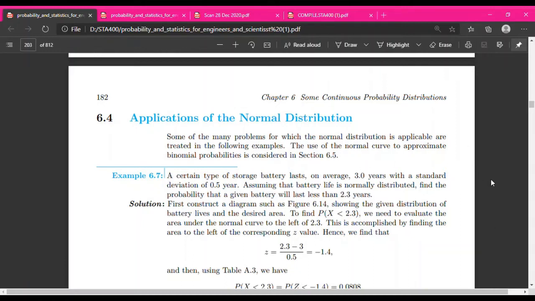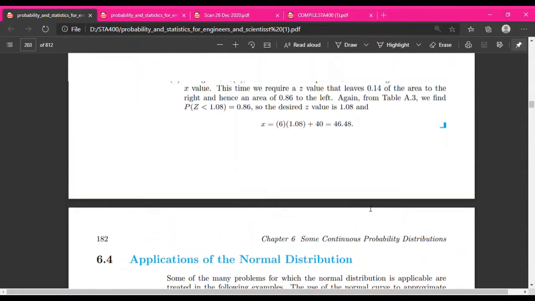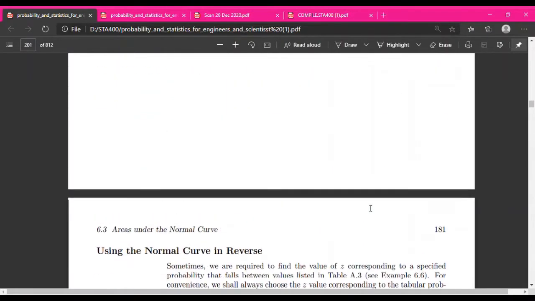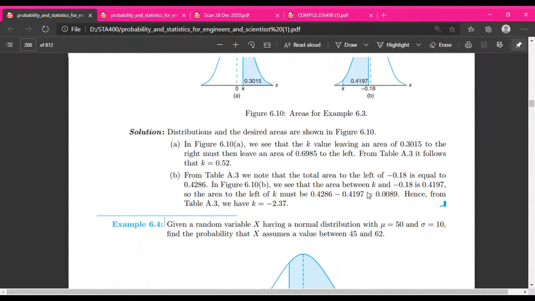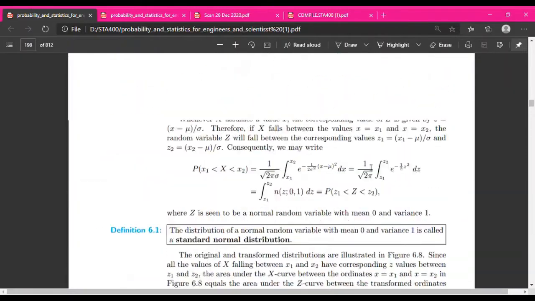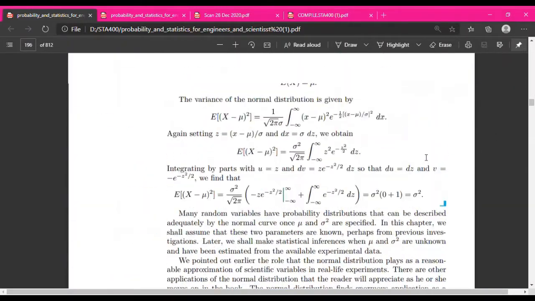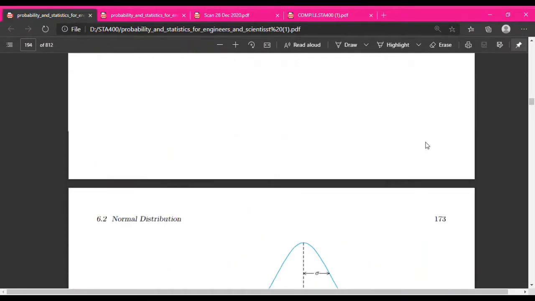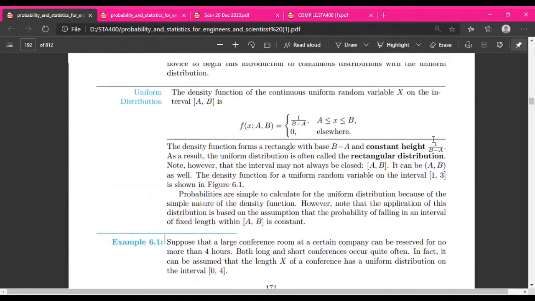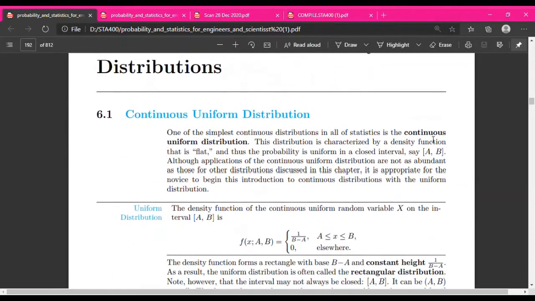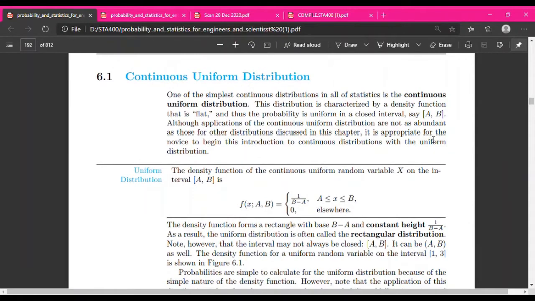Okay, Assalamualaikum. So today we proceed with the other distribution, which is the special distribution for continuous. Alright, so the first one adalah continuous uniform distribution.